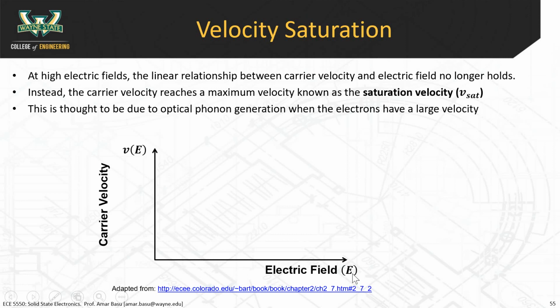If you have the electric field on the x-axis and the carrier velocity on the y-axis, what you'd like to see is a line like this. If you remember at the beginning of today's lecture, we said that the velocity of the electron v is equal to mu times E. So it's a linear function of the electric field. In our discussion section, we also said that if you double the electric field, you double the velocity. That's the type of linear behavior that we would expect. That's the ideal behavior of an electron. It's this linear curve here.